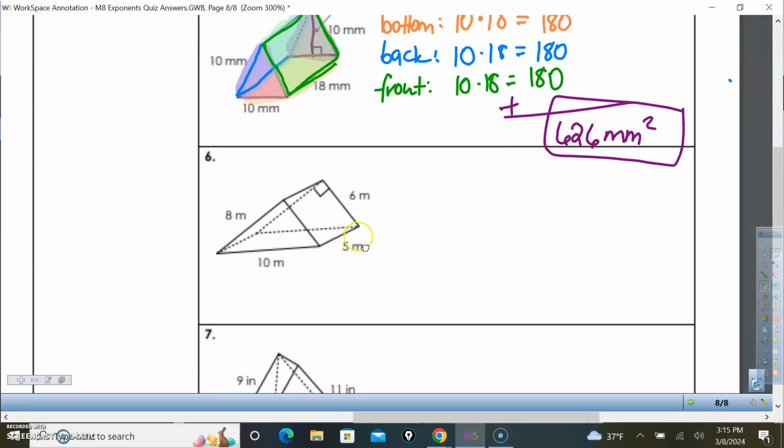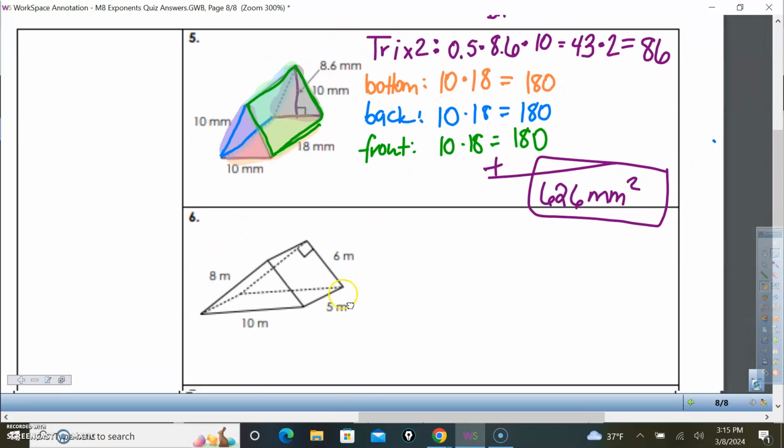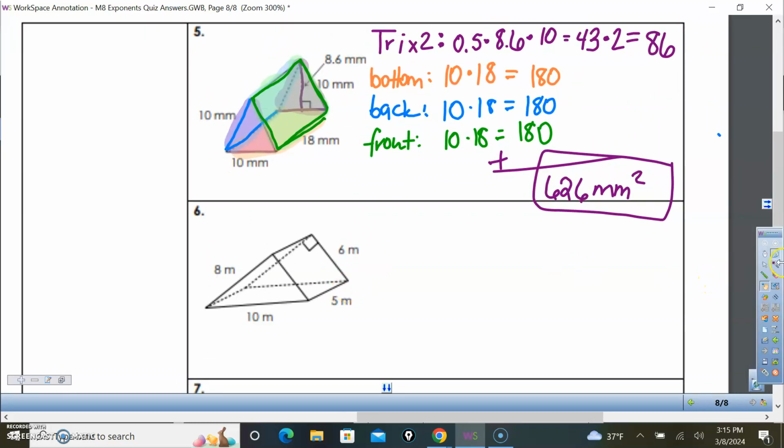All right, I want to go ahead and jump down to number 6 now. And we are going to go about this process the exact same. I would highly recommend that you start with your triangles first. And then I'm going to write times 2 so I remember that there are 2 triangles. I'm going to try and do this one without doing as much highlighting, just so you guys can kind of visualize these.